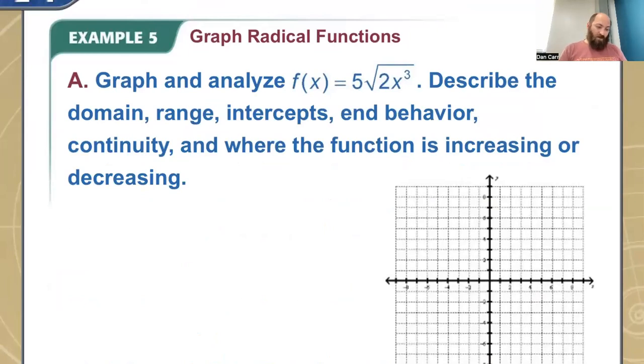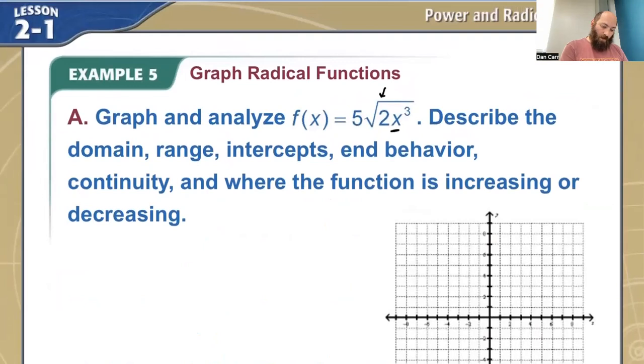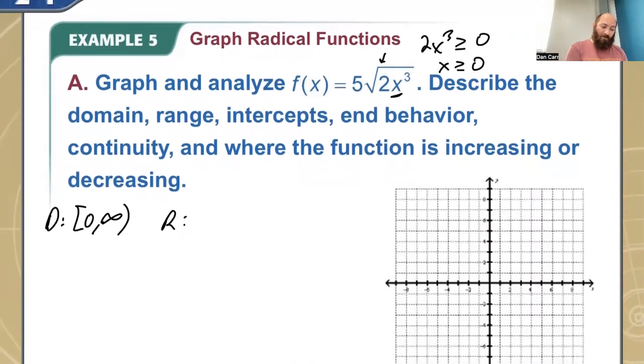First thing we notice is it is a square root, so we have a domain restriction. Looking at this, 2x to the third has to be greater than or equal to 0. If I divide by 2 and then take the cube root of everything, what it really boils down to is that x has to be greater than or equal to 0. That's it. So that's my domain: 0 to infinity. Now with the range, the 5 doesn't do much besides cause a stretch.